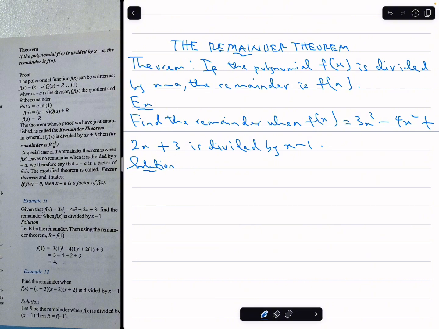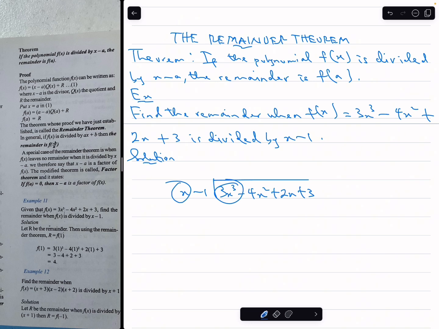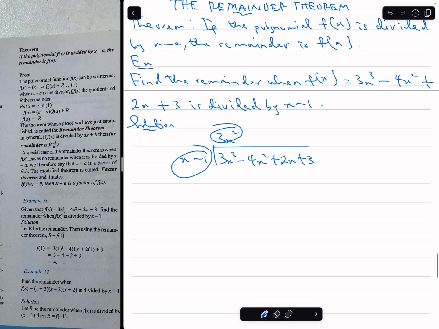First of all, I want to do it by the long division method. I'm dividing 3x cubed minus 4x squared plus 2x plus 3 by x minus 1. 3x cubed divided by x, that's 3x squared. And now I multiply the whole of this by 3x squared. X times 3x squared, that's 3x cubed. Minus 1 times 3x squared, that's minus 3x squared. We subtract now.